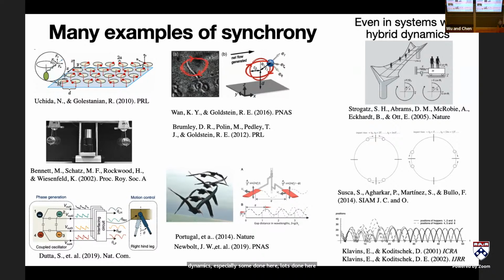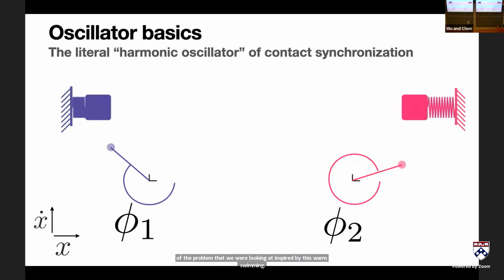And so I want to just give you the picture of the problem that we were looking at, inspired by this worm swimming. And the problem looks like the following. Imagine that you have just the generation of 2 oscillatory movements. The most simple example of that is just literally the harmonic oscillator. We can track the dynamics of a harmonic oscillator by just following the phase of it in phase space with position and velocity.